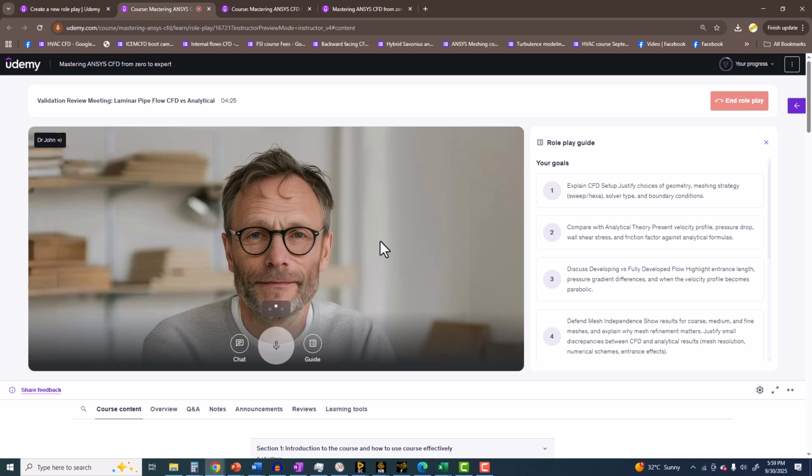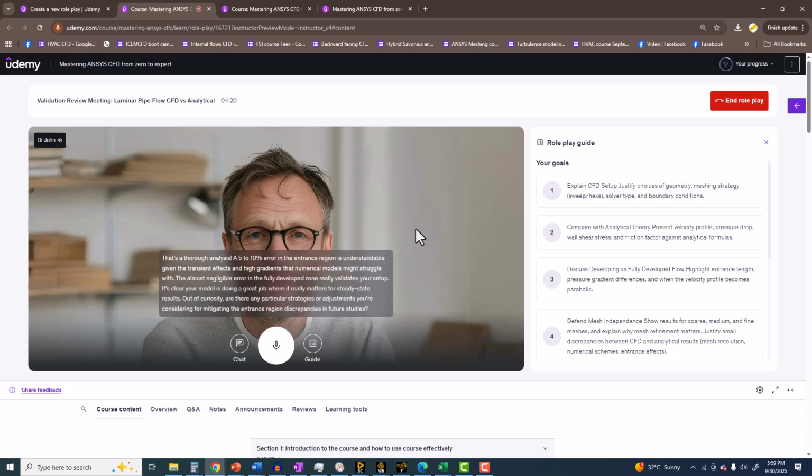That's a thorough analysis. A 5 to 10% error in the entrance region is understandable given the transient effects and high gradients that numerical models might struggle with. The almost negligible error in the fully developed zone really validates your setup. It's clear your model is doing a great job where it really matters for steady state results. Out of curiosity, are there any particular strategies or adjustments you're considering for mitigating the entrance region discrepancies in future studies?